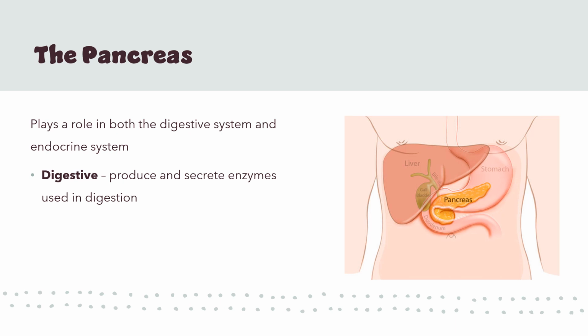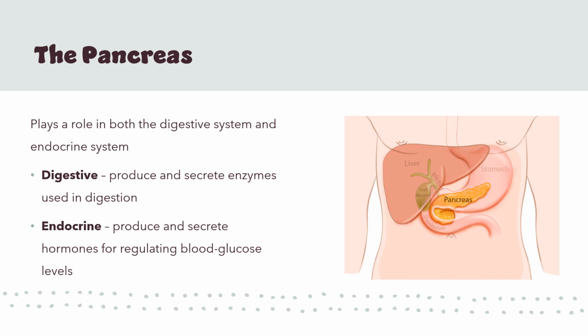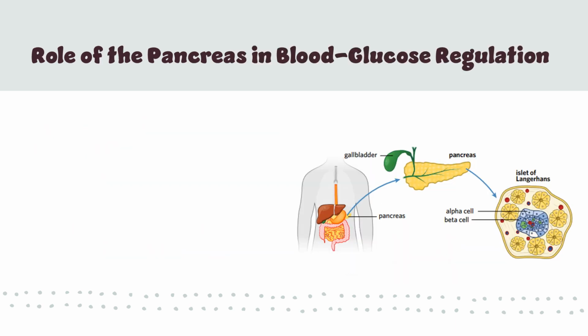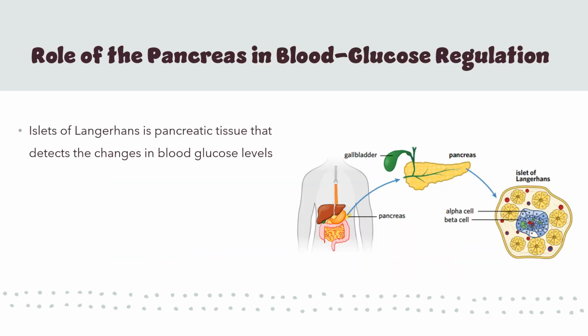For the digestive system, it produces and secretes enzymes used in digestion, and then in the endocrine system, it produces and secretes hormones for regulating blood glucose levels, and that's what's important today. So let's look at the role of the pancreas, right?